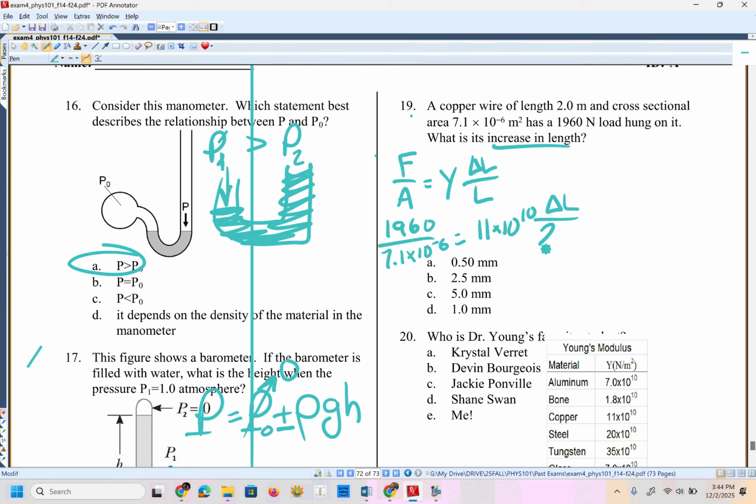The length is 2 meters here. And then I solve for delta L. You probably want to rewrite this because if you try to solve this in your calculator, you're just going to have some difficulties. I want to multiply both sides by 2 and divide both sides by 11 times 10 to the 10th. So it's going to be 2 over 11 times 10 to the 10th times this thing on the left-hand side. That's 1960 divided by 7.1 times 10 to the minus 6. And that's probably easier to put in your calculator looking at it in that way.